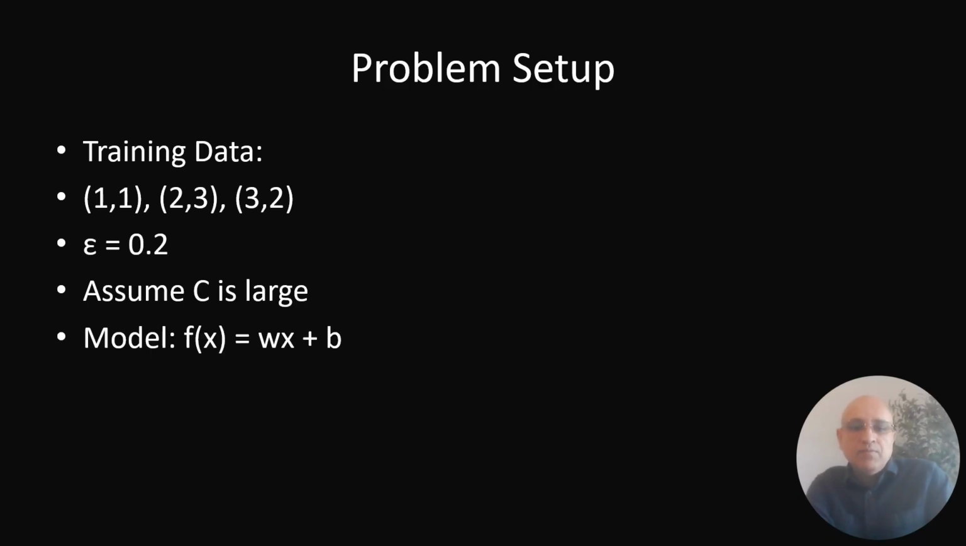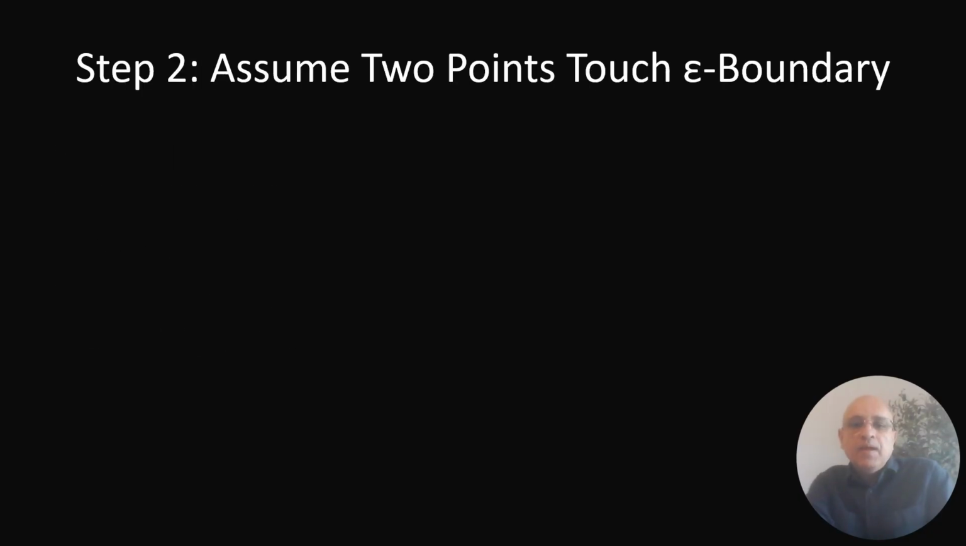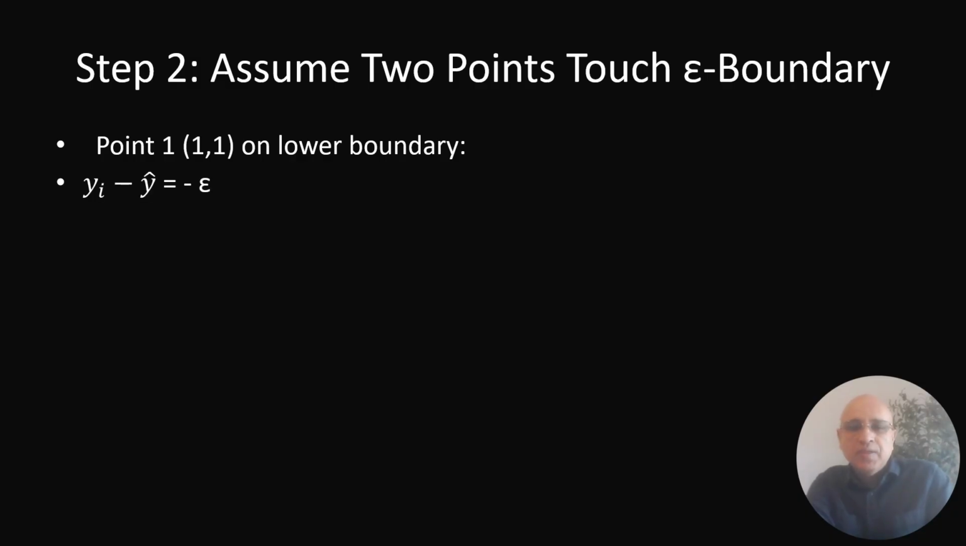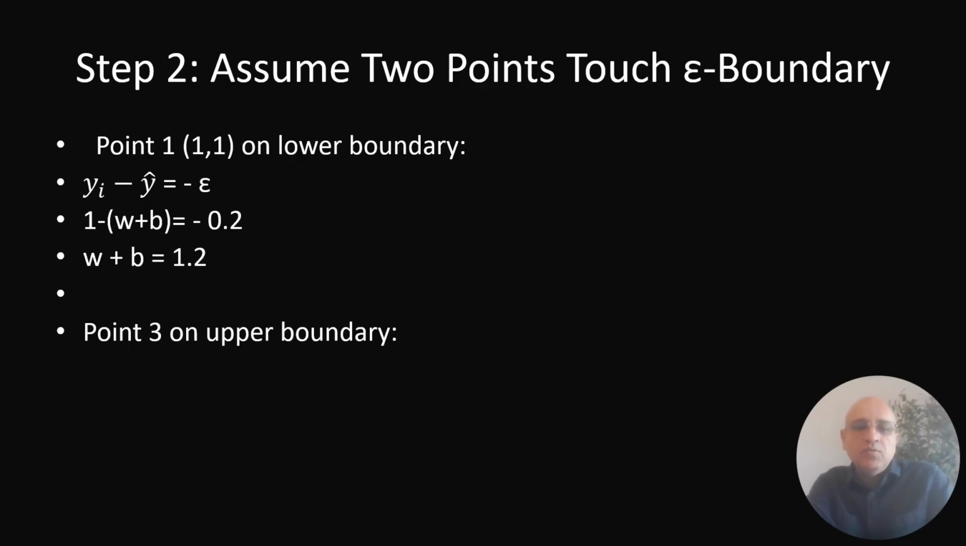So we will find the regression line wx plus b, and we are assuming that the point (1, 1) is on the lower boundary, and for that we will write error equals minus epsilon. Error is observed value take away predicted value, right? So plug in the value of the point (1, 1) into this equation and you'll end up with w plus b equals 1.2, and you can assume that the point (2, 3) is on the upper boundary.